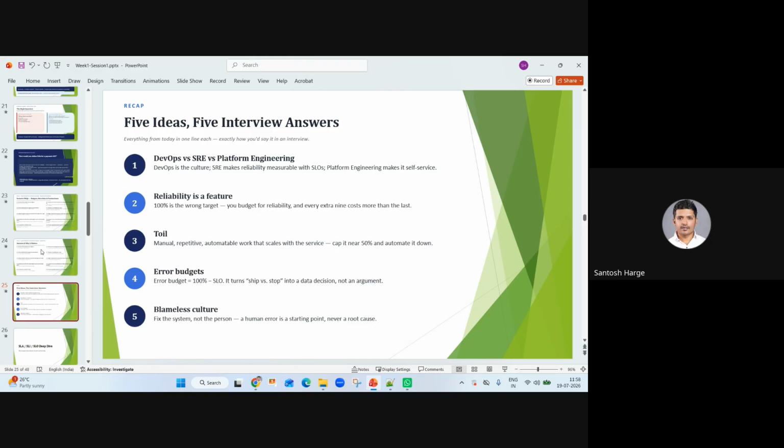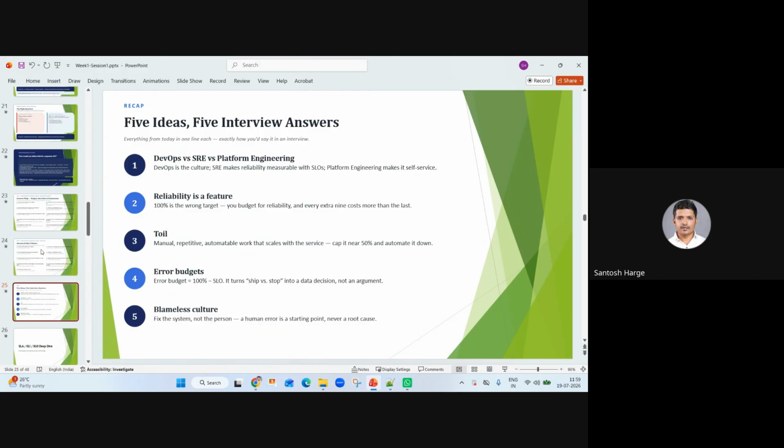Blameless culture: fix the system rather than focusing on or blaming any person or any engineer. Let's try to stabilize your system, have a proper mechanism in place, and have proper dashboards and alerting in place, so that instead of blaming the person, your system is responsible for it. It is everyone's responsibility, not the individual's responsibility. Here everyone is accountable.